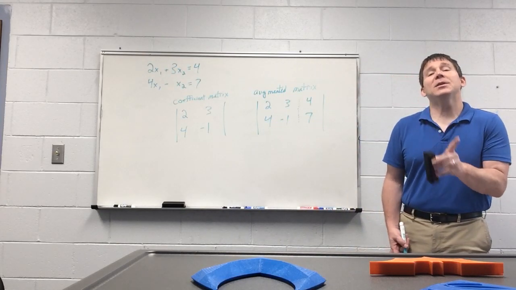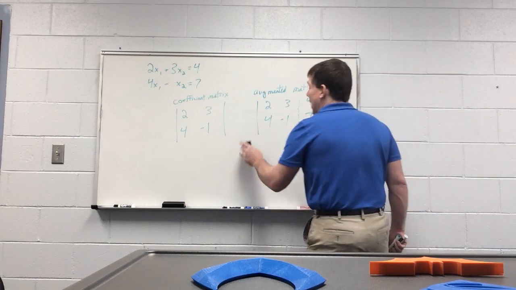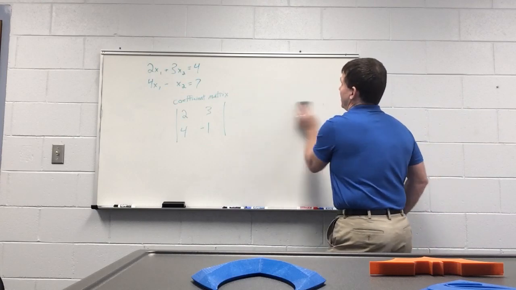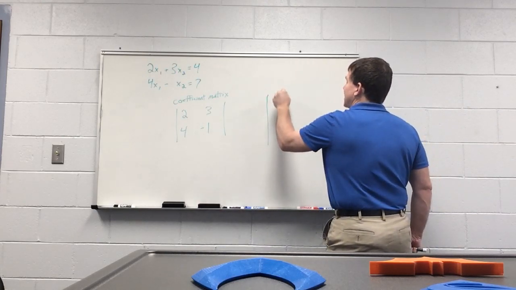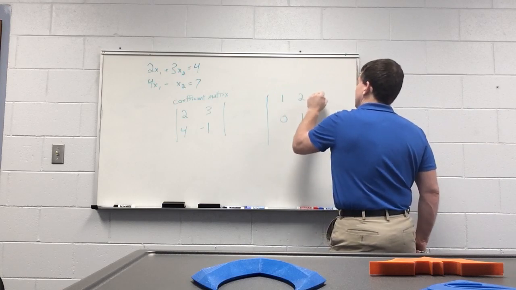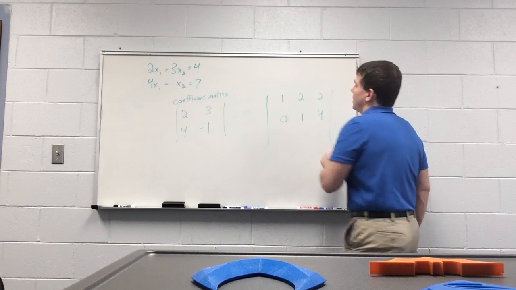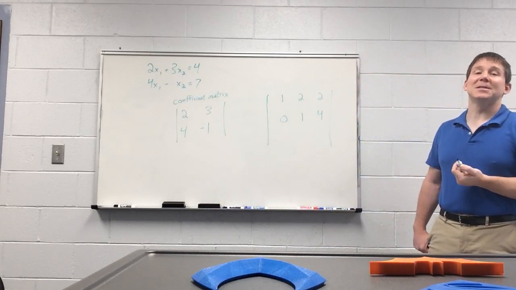And just using what we know about Gaussian elimination, we're going to do some examples of stuff like that in a minute. But suppose I have an augmented matrix that looks like this. What are the solutions to my system?